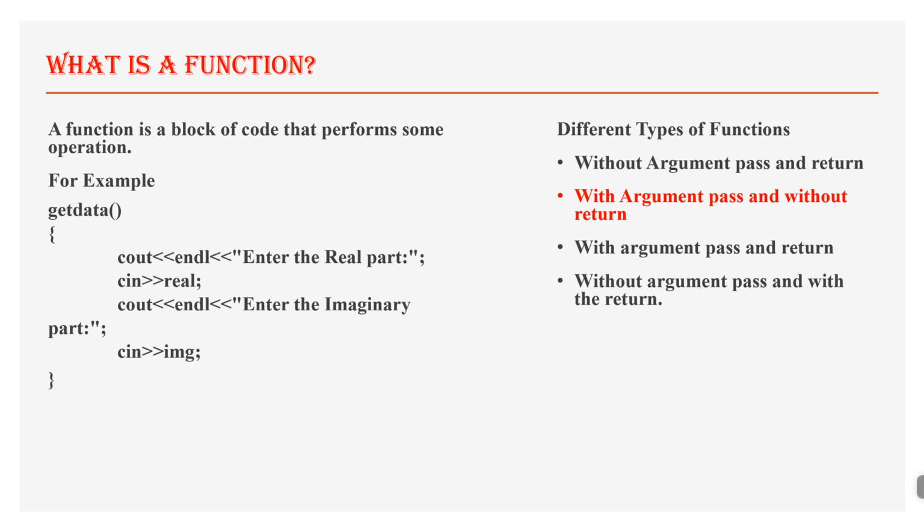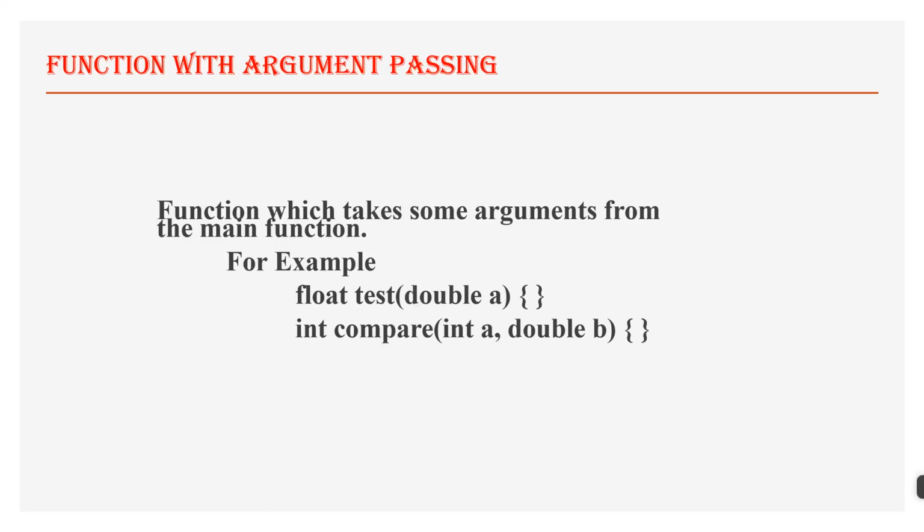As we already discussed in the previous video, we have seen different types of functions, out of which today we shall discuss a function with argument pass and without return. That means you will have an argument which is passed from the main program, but there will not be any return. See, an example is given over here.